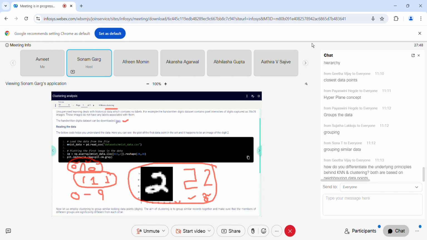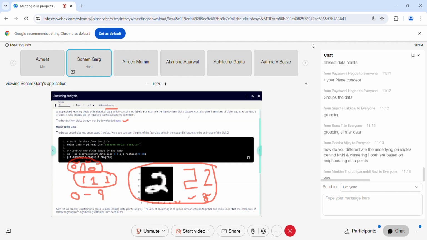If you download this data set, let's do it, then you will be able to understand what is happening here. I hope you have understood what we'll do. There are images. The clustering algorithm will group them into images. Then you can bring one new image and check whether it is a digit 0 or 1 or 3 or 9. This is what we have to do here.